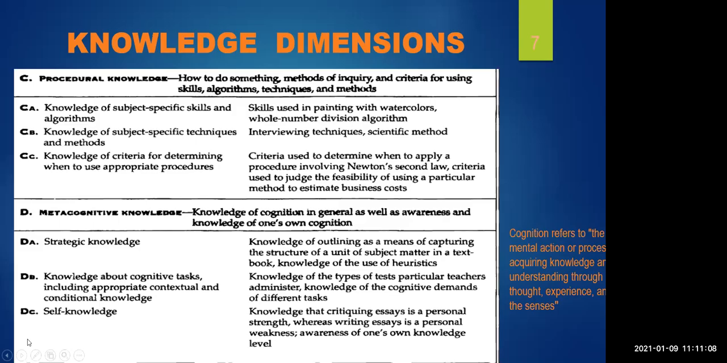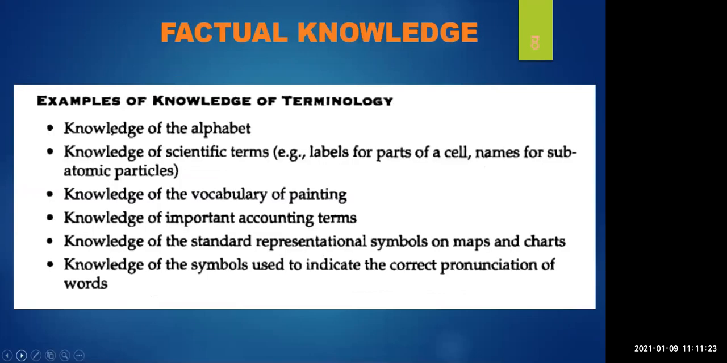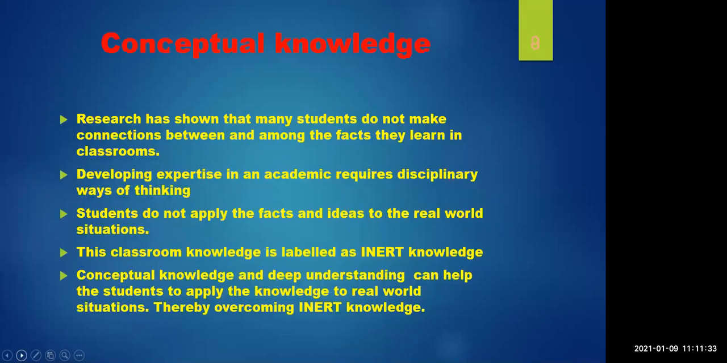The total four types of knowledge we have seen are factual knowledge, conceptual knowledge, procedural knowledge, and metacognitive knowledge. These are the four different types of knowledge we are giving to the students, and based on this only, we are delivering the content to students. This is the knowledge process. Some examples of factual knowledge are scientific terms, vocabulary, paintings, standard symbols; these are all taught in school days.